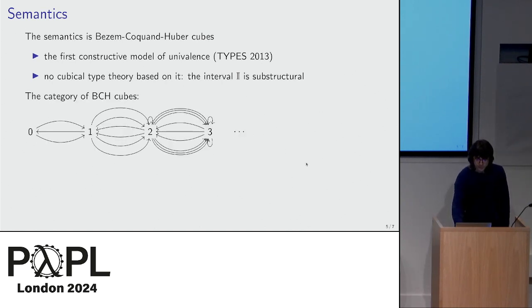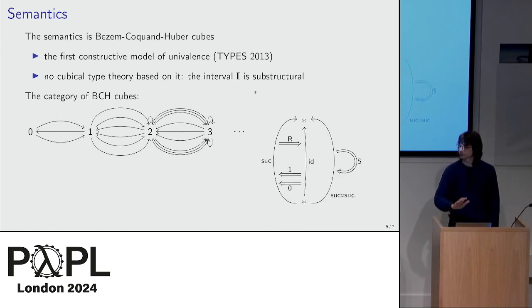So this is what the category looks like. These are the dimensions, 0, 1, 2, 3. These are lines, squares, cubes, and so on. And then you have lots of maps between them. So for example, for a line, you can get the two endpoints using these maps. There's a concise presentation of this category, which is generated by this two-category, okay?